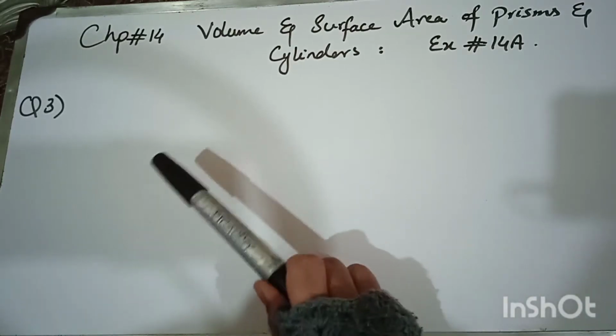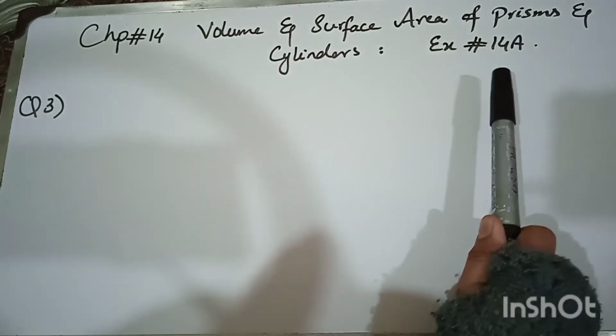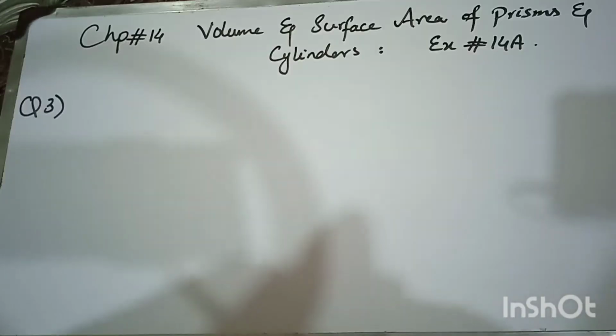Today I am here with chapter number 14, Volume and Surface Area of Prisms and Cylinders, exercise 14a, question number 3. Now move towards the book and look at the question.